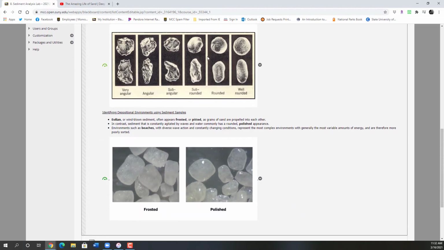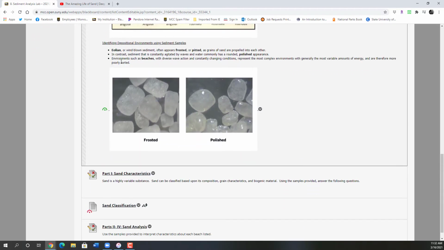And again, here are your agents of erosion. Frosted sand is often called Aeolian or windblown sand. And that comes from a Greek god of wind whose name is Aeolus or something like that.